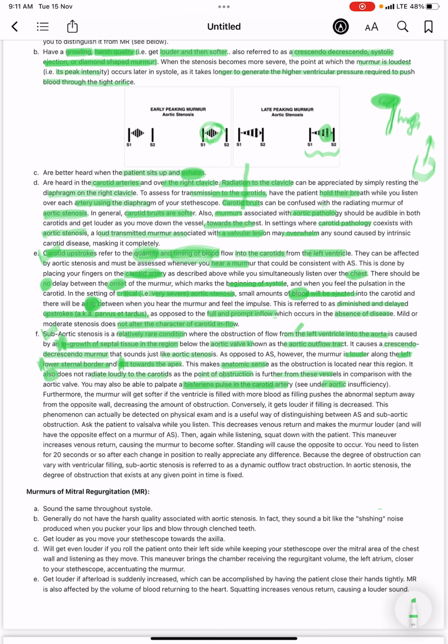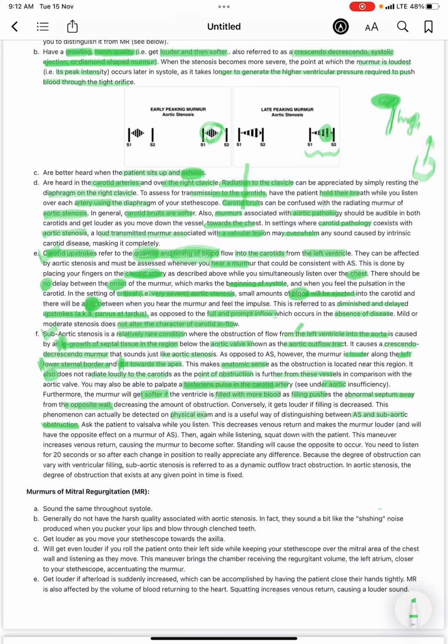Furthermore, the murmur will get softer if the ventricle is filled with more blood, as filling pushes the abnormal septum away from the opposite wall, decreasing the amount of obstruction. Conversely, it gets louder if filling is decreased. This phenomenon can be detected on physical exam and is a useful way of distinguishing between aortic stenosis and subaortic obstruction.